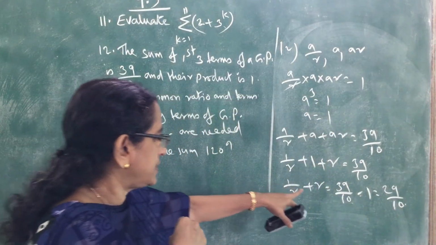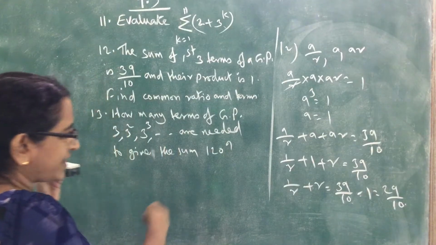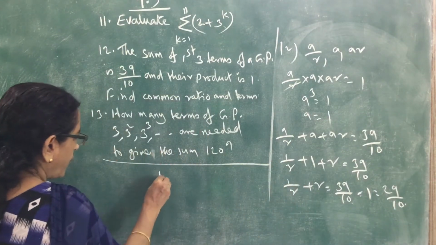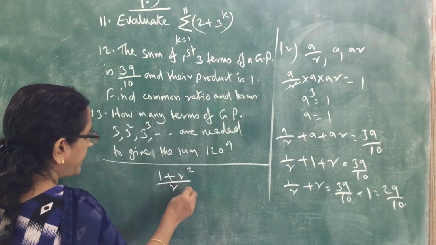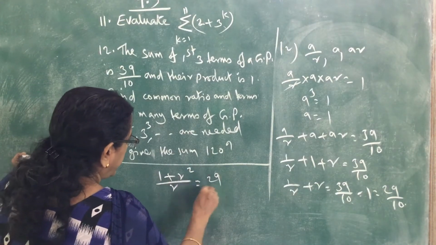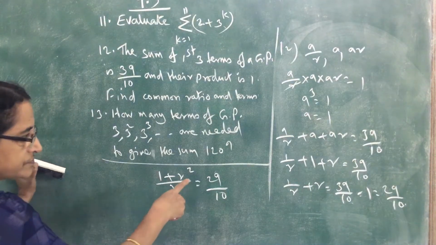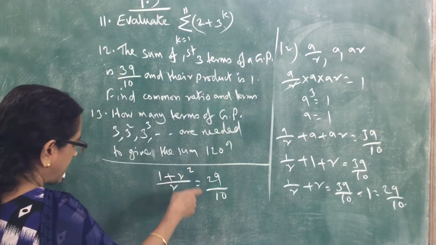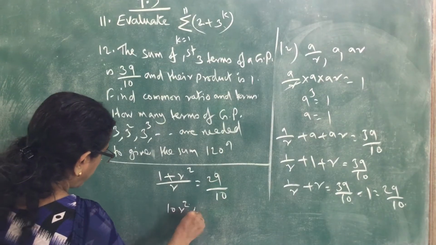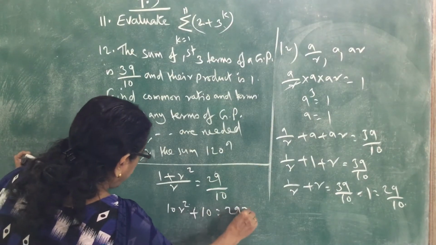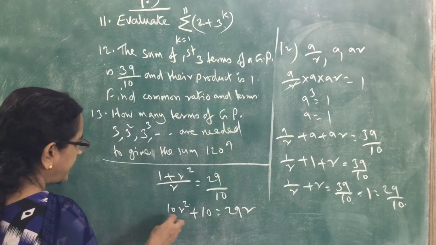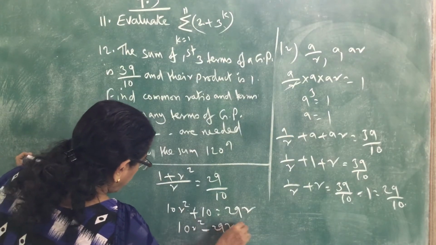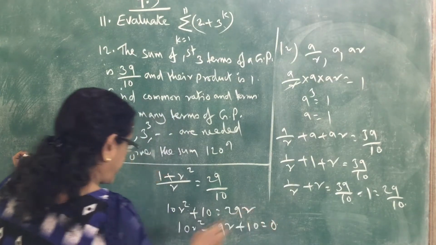Now we can solve. We can find the LCM. So 1 plus r square divided by r equal to 29 by 10. Cross multiplying, 10 into 1 plus r square, 10r square plus 10 equal to 29r. So we can take this to one side: 10r square minus 29r plus 10 equal to 0.